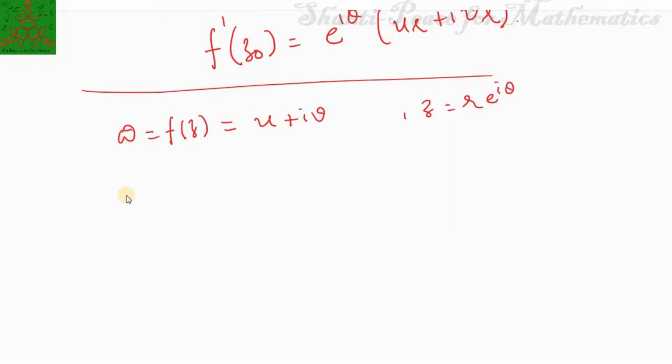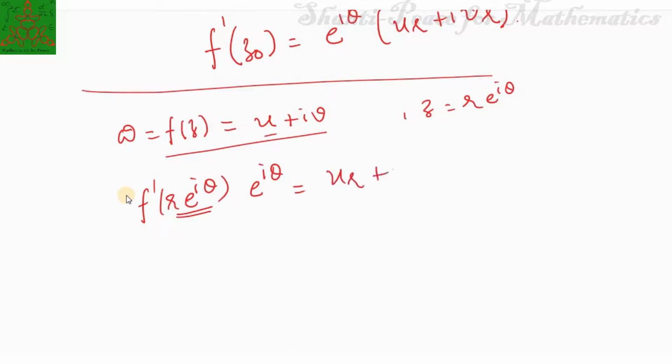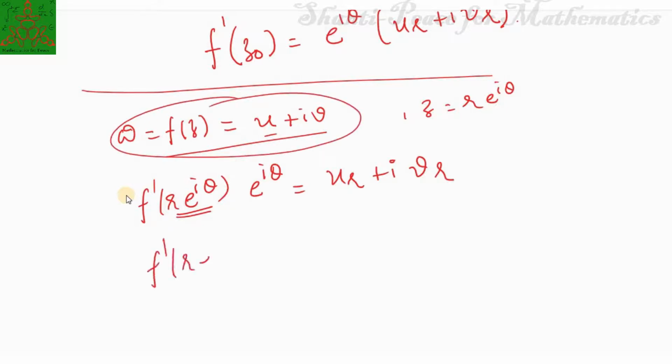if you differentiate this equation with respect to r, it is f dash of r e raised to i theta, and the derivative of r e raised to i theta is e raised to i theta. The derivative of u is ur plus i vr. And with respect to theta, if you do the differentiation, that is f dash of r e raised to i theta into r e raised to i theta into i equal to the derivative of this, that is u theta plus i v theta.